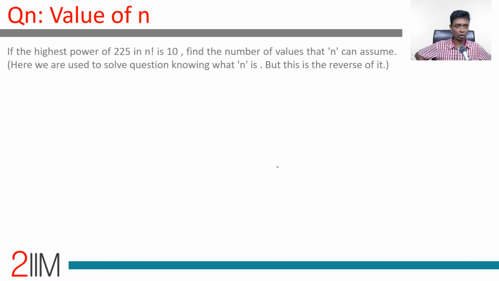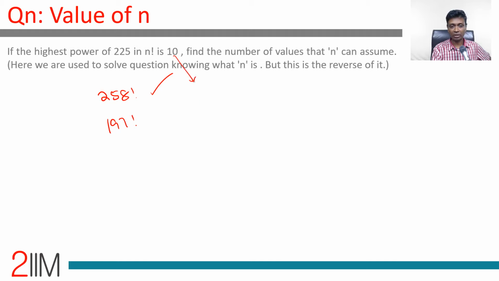I'm going to jump in and solve. If the highest power of 225 in n factorial is 10, find the number of values that n can assume. I mean, we're used to solving the question what n is, but what if this is the reverse of it? Wonderful. So the question is beautiful. So what is the highest power of 5 in 258 factorial? We can do that. What is the highest power of 10 in 197 factorial? We can do that. Right?